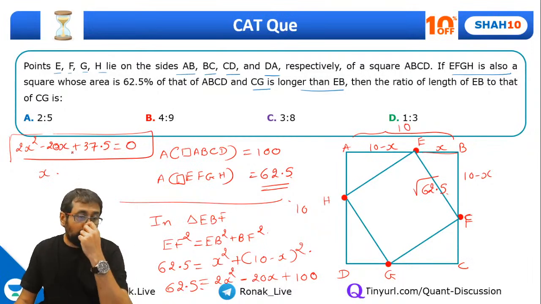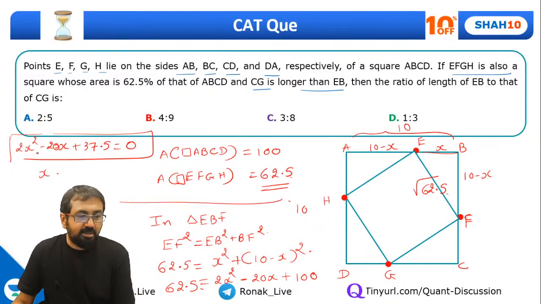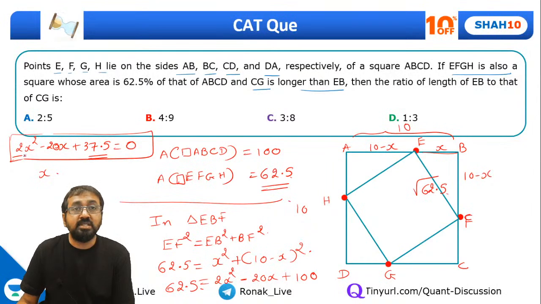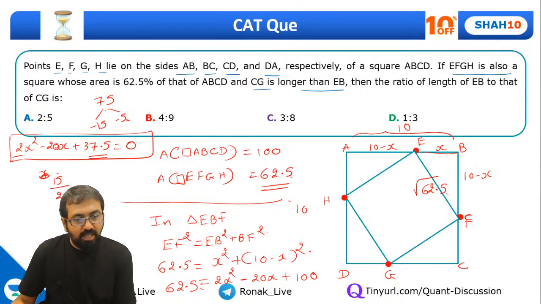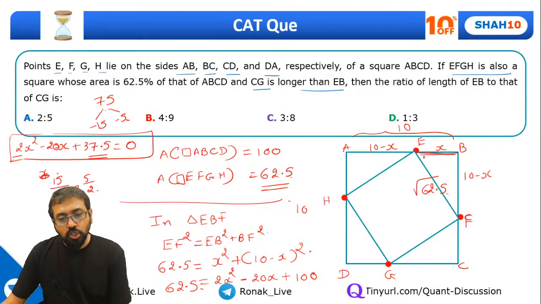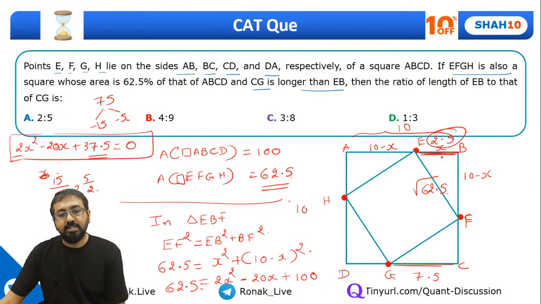So when we solve, we will get the value of x as 15 by 2 and 5 by 2, because 37.5 into 2 is 75. Split 75 into two parts such that the summation will be minus 20. So it will be minus 15 and minus 5, right? So the roots will come out to be 15 by 2 and 5 by 2. Now what is x? x is the value of EB. So of course EB has to be shorter than this one. So this has to be 7.5 and this has to be 2.5.